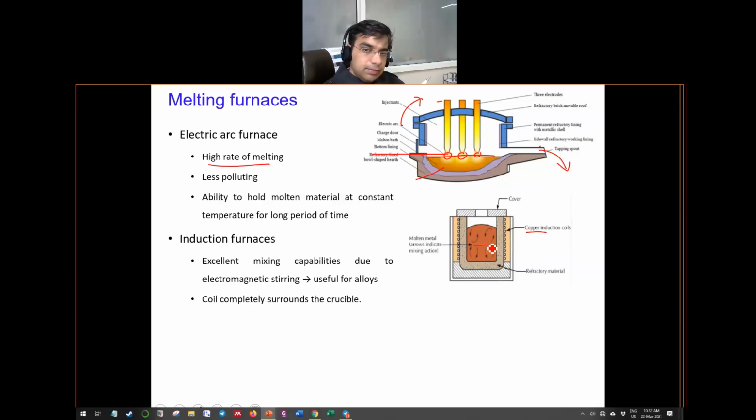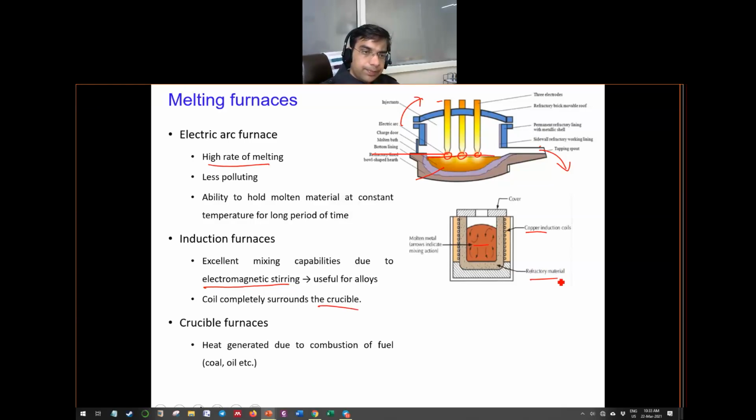This also gives an important ability of electromagnetic stirring. These eddy currents are not uniform, they are continuously changing, so they give this stirring action. This is very useful when we are interested in making alloys, because this stirring action gives an excellent mixing capability to different elements. In this case, the copper coils completely surround the crucible. This crucible is made up of a refractory material, say clay or other additives.